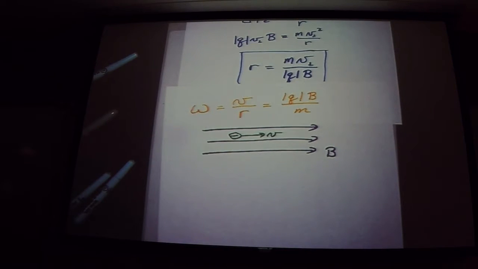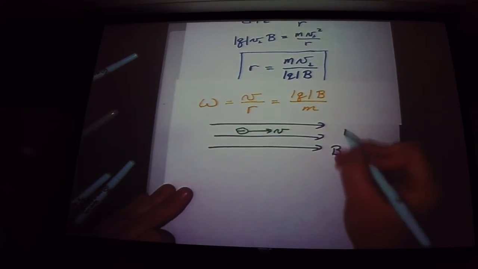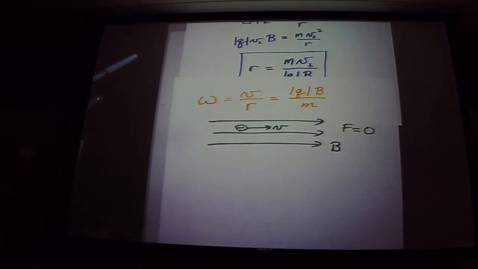So the force here is 0. So if the force is 0 for motion parallel to the field, what kind of motion do you get? Somebody mumbled the magic words: constant velocity. So parallel motion has constant velocity.